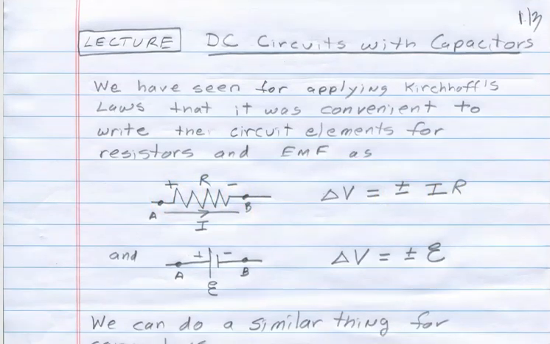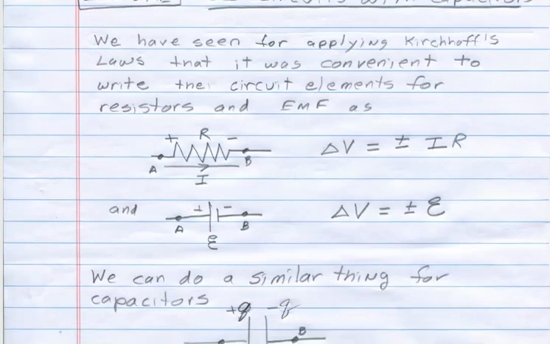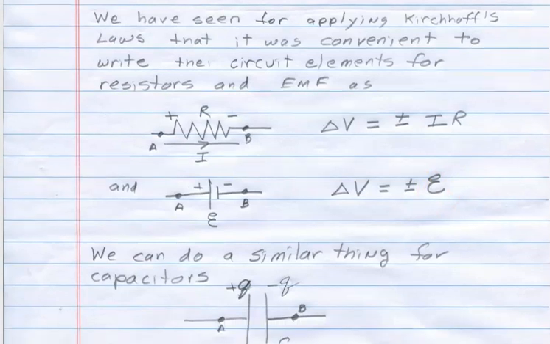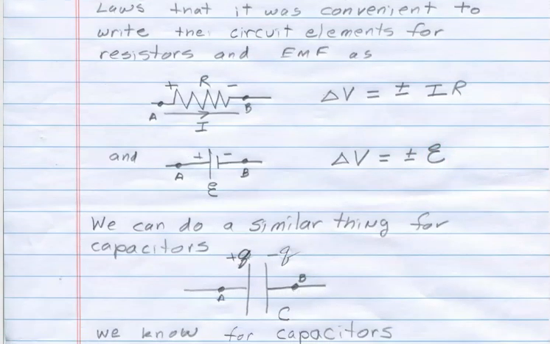Similarly for EMFs, we have a battery here, or a cell, an ideal battery if you will, and again the long bar is positive, the short bar is negative, and there's the delta V across it. It depends on the direction you go, but again you just always use the last sign that you hit as you move across it. The EMF is generally given in volts, so you'd have 12 volts of EMF if this were a 12 volt battery, so you just put 12 volts in. So we've seen those before.